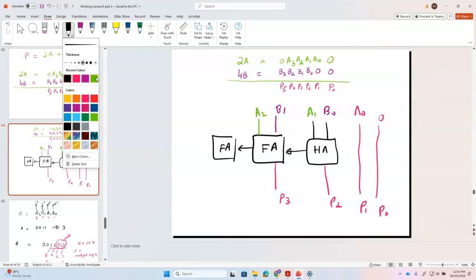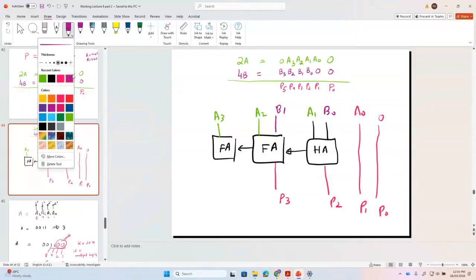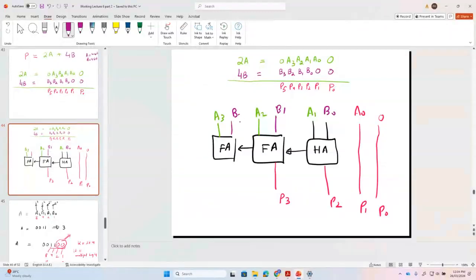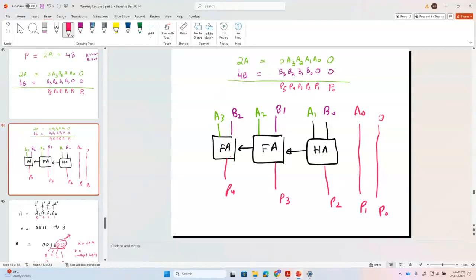And then what will be the input for that full adder? Help me. A3, B2. A3 and then what? B2. And what will be the output? P4 and C out. And then we have C out.